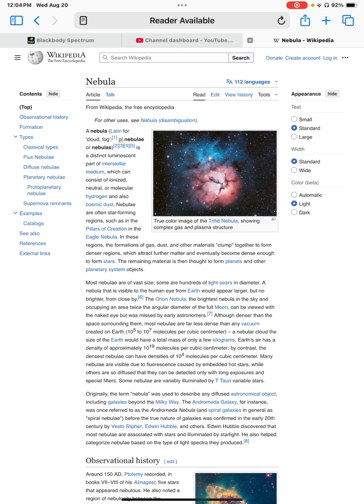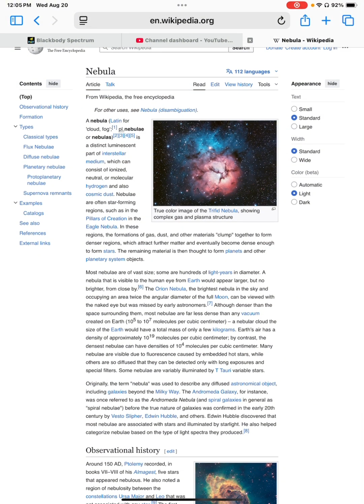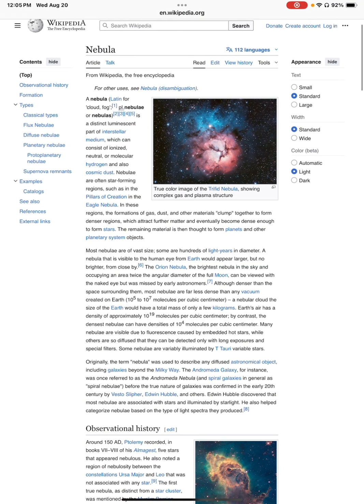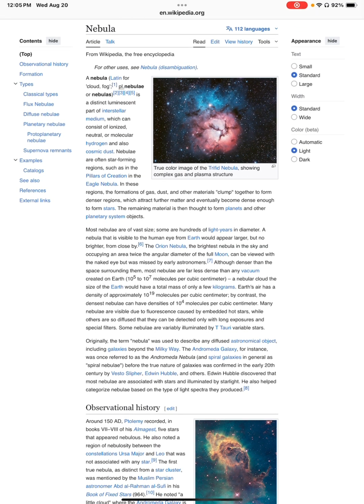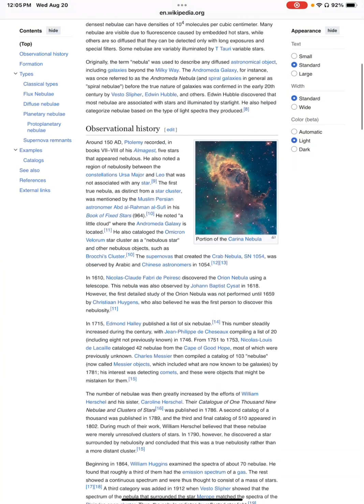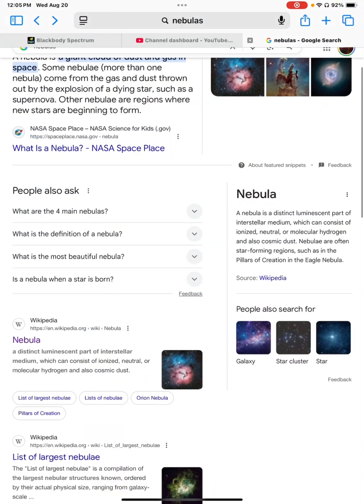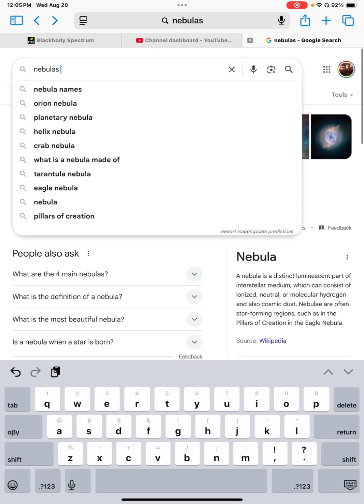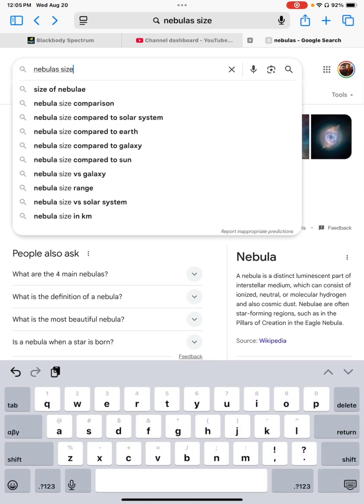So from Wikipedia, a nebula is a distinct luminescent part of interstellar medium which can consist of ionized, neutral or molecular hydrogen and also cosmic dust. Nebulas are often star-forming regions, such as the Pillars of Creation in the Eagle Nebula. I want to see whether they list the size of these things. Actually, let's ask Google. So, nebula's size. Okay, let's see.